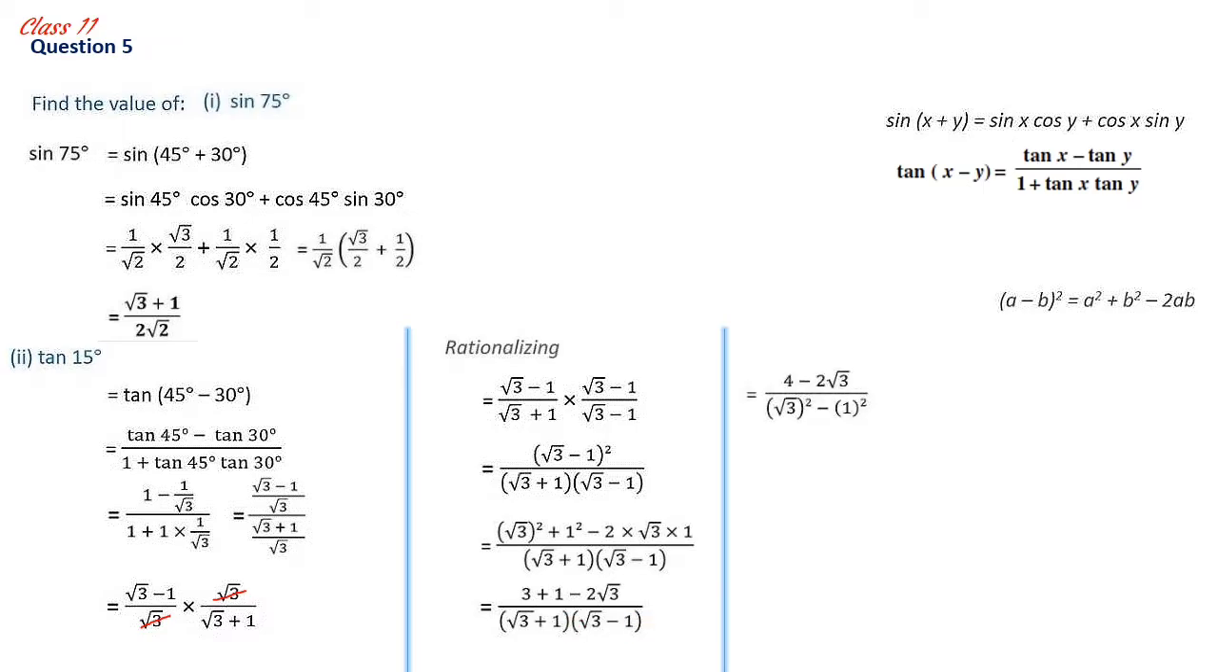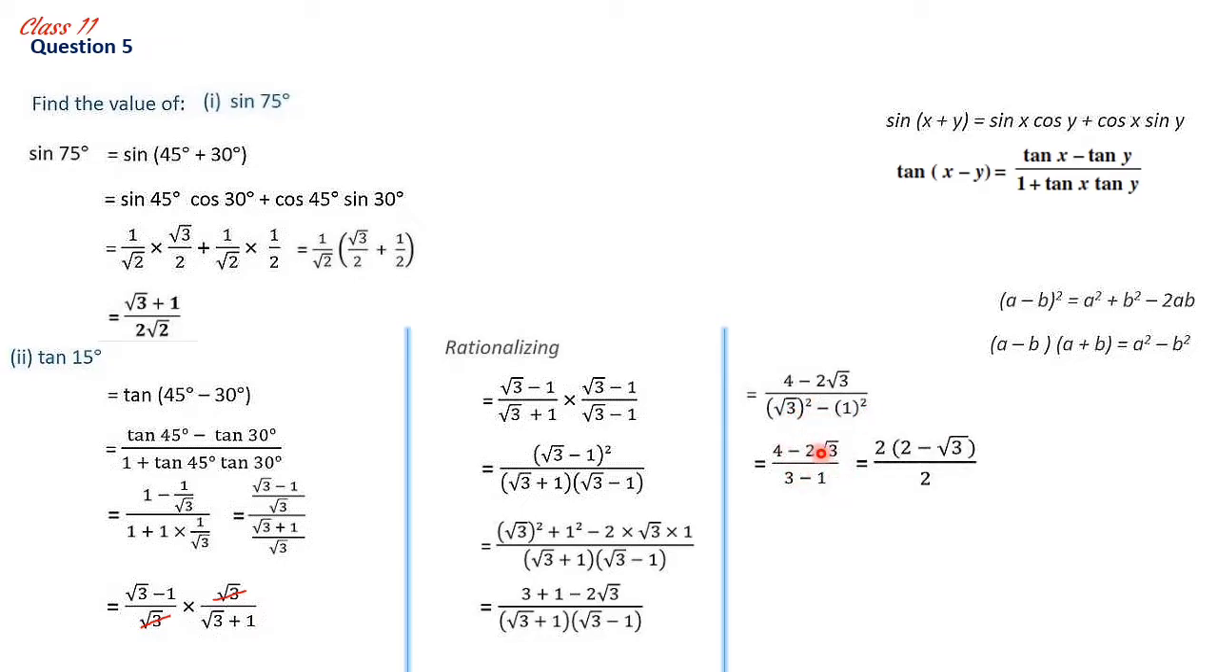Then here when you check, 3 plus 1 is 4, 4 minus 2 root 3, divided by this is a plus b into a minus b form. A plus b into a minus b is a square minus b square. If you want to do both the calculations together here, you can go for it, it's not a problem. Suppose you may feel confused, that's why I am doing these two calculations separately. But if you wish, you can directly substitute this formula: a minus b into a plus b is a square minus b square. That is 4 minus 2 root 3 divided by root 3 square is 3 minus 1 square is 1.